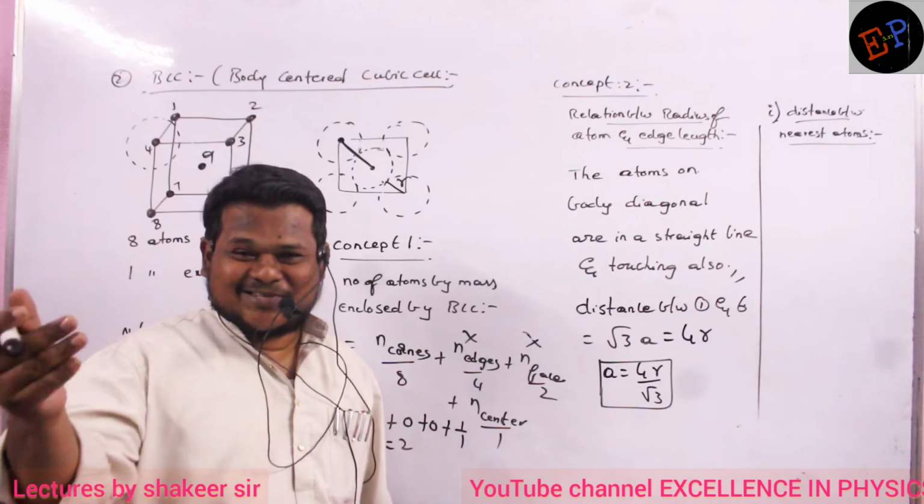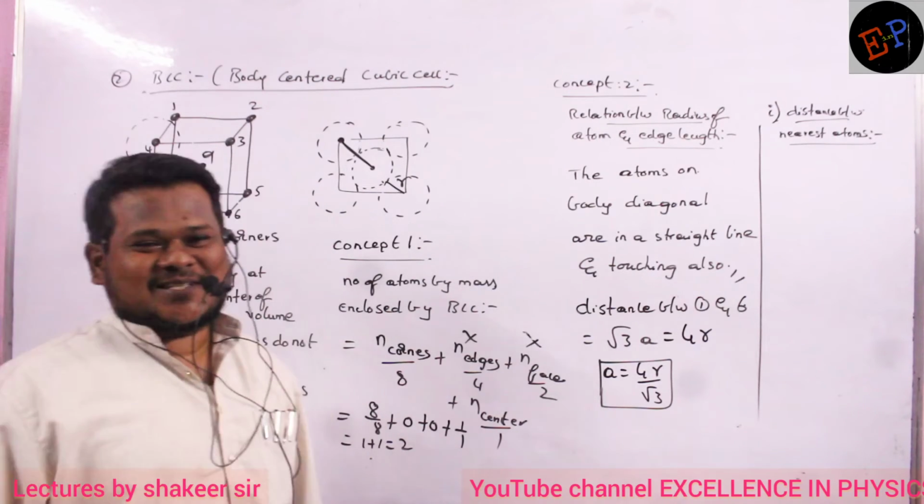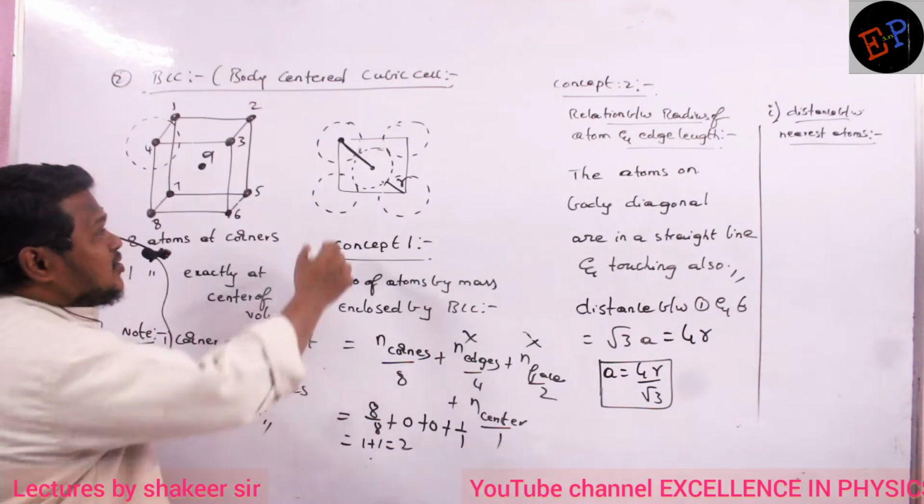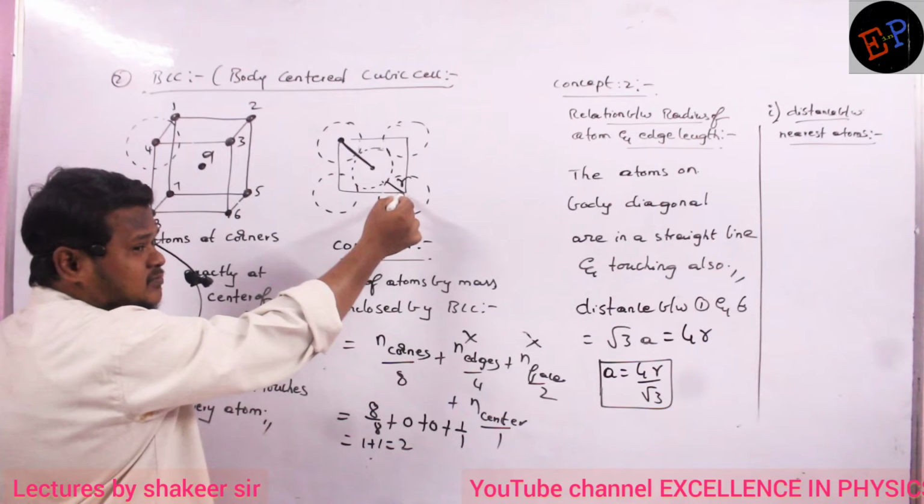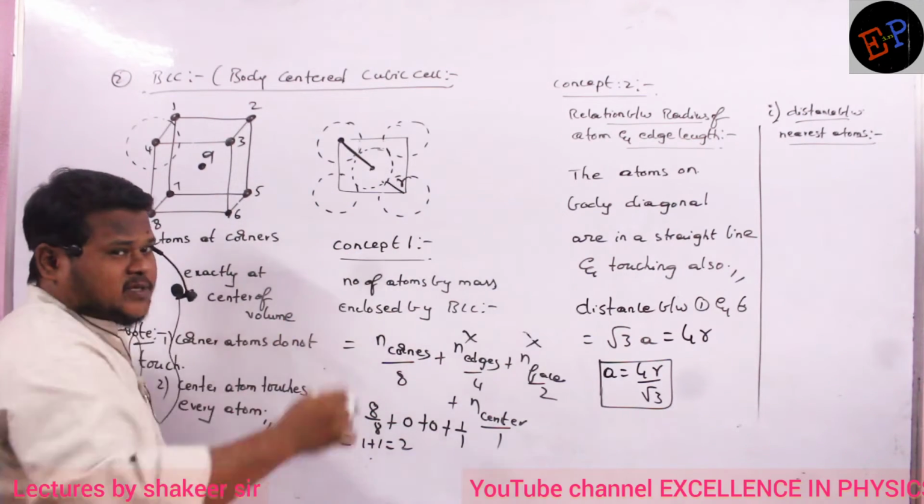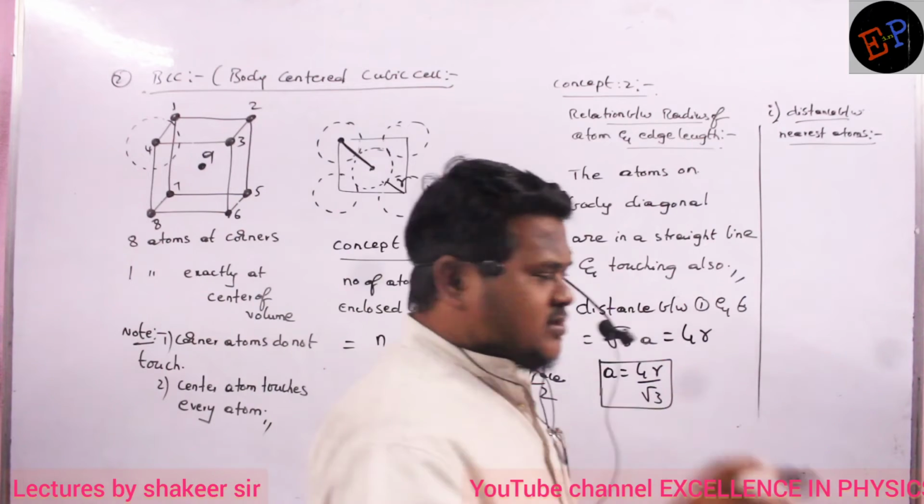Does everyone know 2r? Tell me, in terms of edge length, how much will it be? Total length is root 3a, no? Then this is half of that. Half means root 3a by 2. That is the shortest distance.